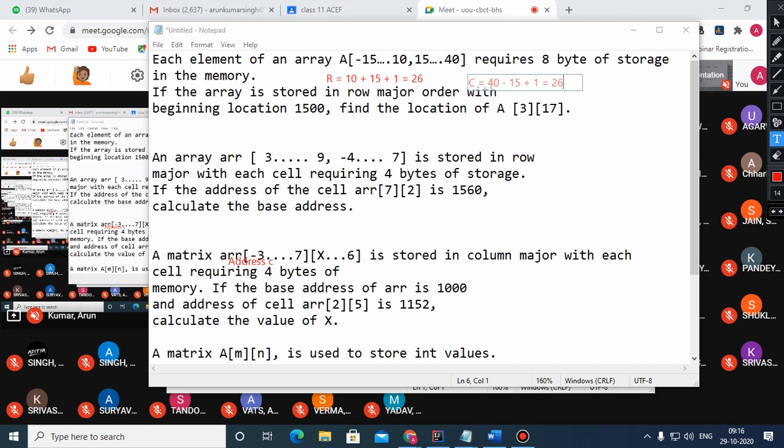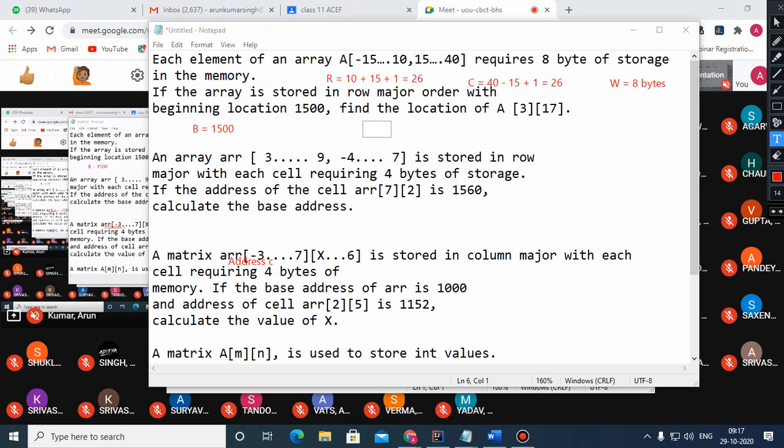Okay. And after that, what is the word length? So here the word length is 8 byte, which means it is the size of each and every element of this matrix. Again, one more important term is base address. So here the beginning location is given as 1500, so it is the base address.